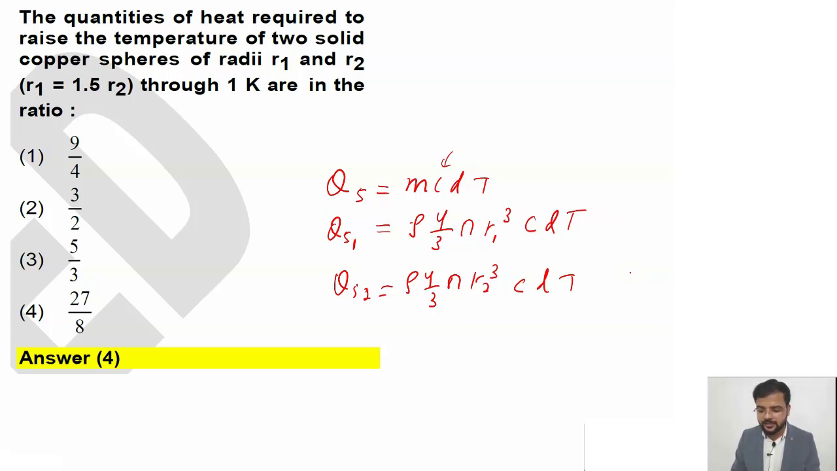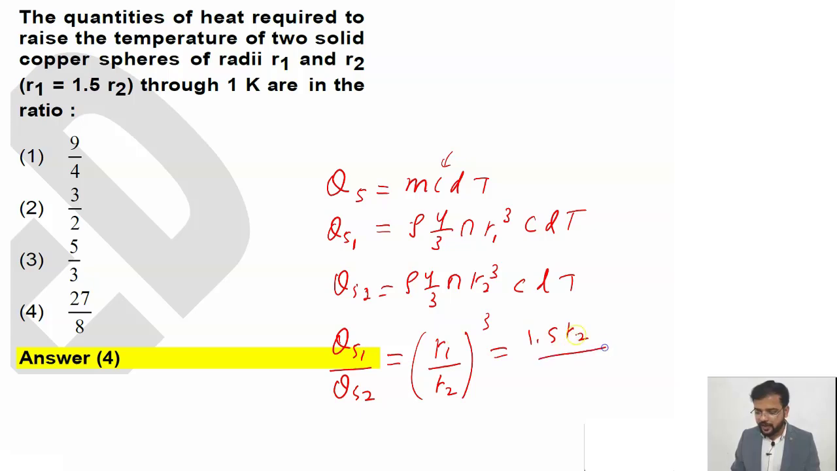If I take the ratio of 1 and 2, what will I get? I will get Q1 by Q2 equals, all these things will cancel out and we will get R1 by R2 whole cubed, correct? So R1 by R2, what can we write here? R1 is 1.5 R2 and here is R2. Then this will cancel out. So the ratio, if I take the cube of 3 by 2, what will I get? 27 by 8. So that's why option number 4 is correct over here.